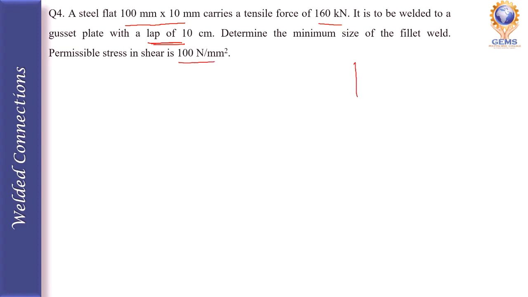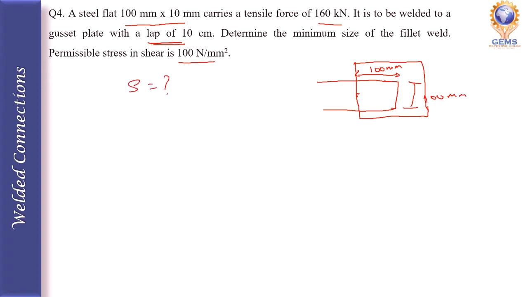So it says that it is a gusset plate, and the steel flat is to be welded with the gusset plate having a lap of 10 centimeter, that is 100 mm. The steel flat size is 100 mm. We have to find the size of the fillet weld. How can we find the size of the fillet weld? Let's take the solution.